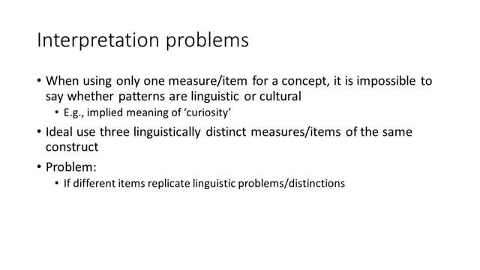So people say, like, use at least 3 linguistically distinct measures or items of the same construct. Great. Makes your test much longer, obviously. And depending on the language structure, how the language actually operates, different items may not actually remedy the problem. It might just replicate linguistic problems or distinctions. And so, yes, it is better to do that, but it may not always get you around this kind of problem. Is it actually a linguistic issue or is it a culture issue?